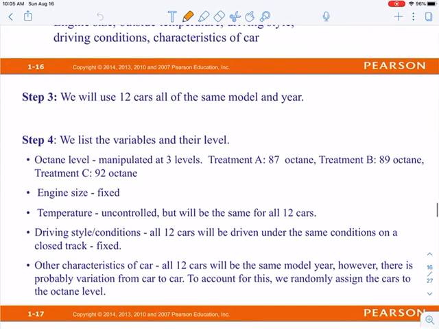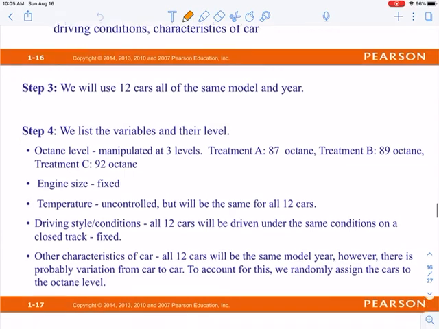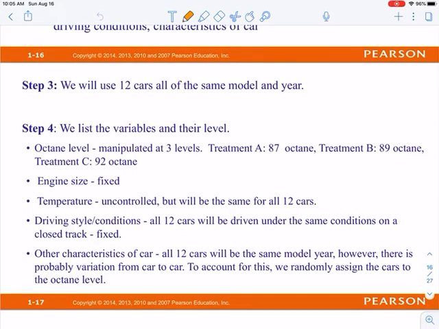So for step 3, we're going to use 12 cars, all of the same model and year. Again, we're going to try to control some variables by doing that. And here in step 4, we'll talk about that. So we're going to list the variables and their levels. Octane level is going to be manipulated at 3 levels. So we're going to do 3 different treatments. Treatment A is going to be 87 octane. Treatment B is going to be 89 octane. And treatment C is going to be 92 octane.